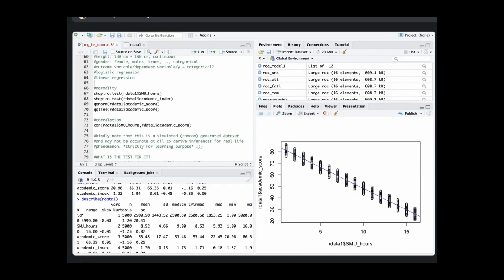So I think when it comes to real life data sets, outliers are always there.